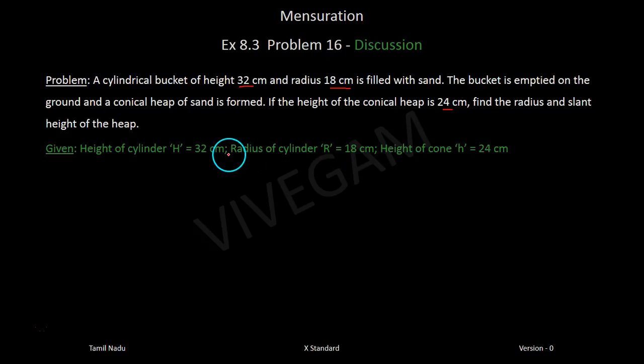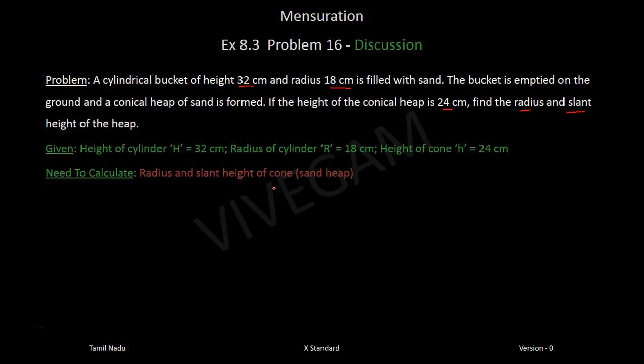Height of the cylinder is 32 centimeters. Radius of the cylinder is 18 cm. Height of the cone is 24 cm. So what are we asked to calculate? We are asked to calculate the radius and the slant height of the heap, that is, of the cone.